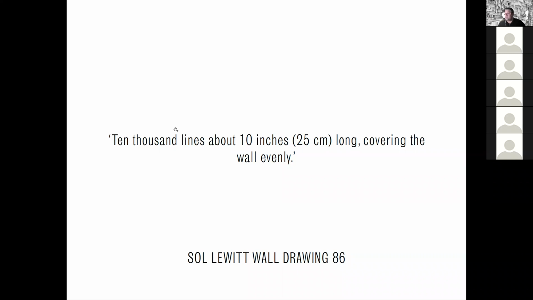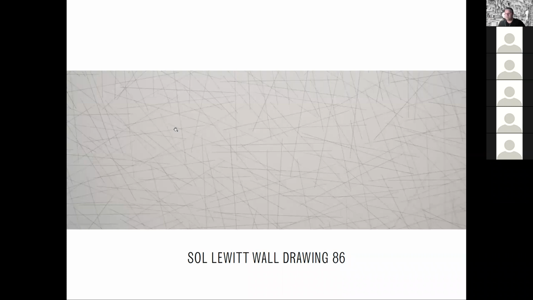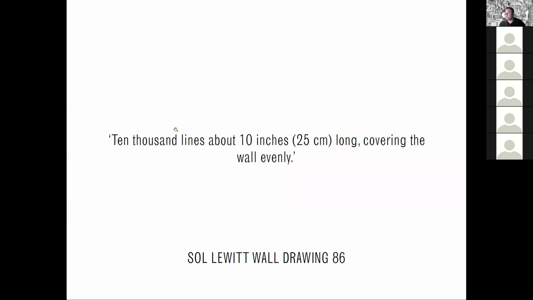All right, so wall drawing 86, 10,000 lines. I wouldn't want to be the one that has to count them all. About 10 inches long, covering the wall evenly, right? So you get something that looks like this. It doesn't matter if they're overlapping, it's just straight lines, and then making sure that you start in different places around the wall, and then you start to fill in, right? And then over time, you try again to even things out in density, right? 10,000 lines, 10-inch line, straight line, right? That's not a very interesting element or ingredient, is it, right?